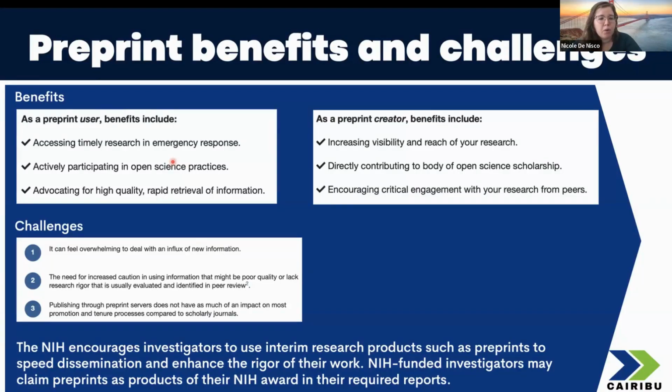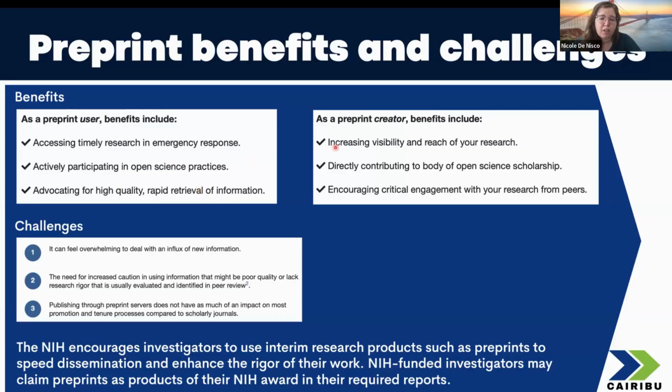And then, of course, they help us actively participate in open science practices, right? We're posting our research right out there, and it's fully accessible for everybody without having to pay. And again, we can use them to rapidly retrieve high quality information. We hope, again, it's not peer reviewed.